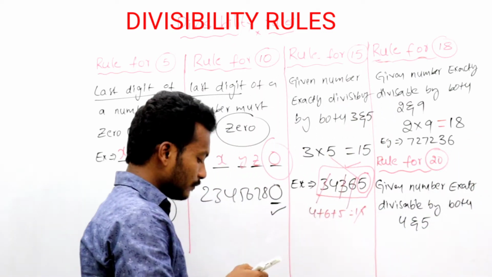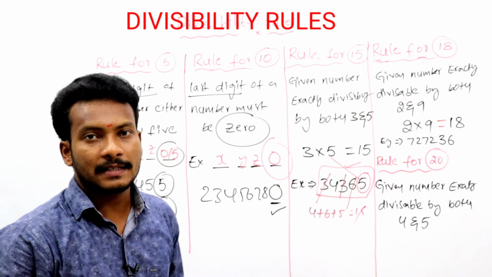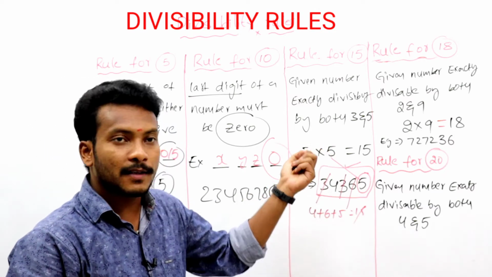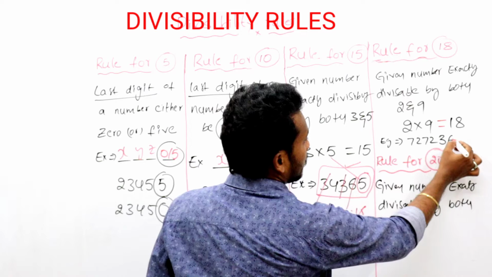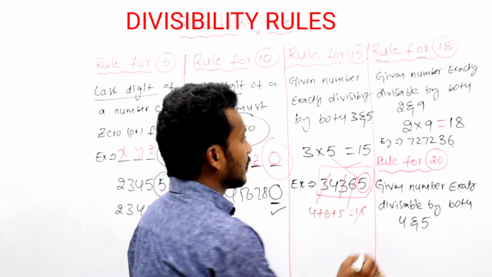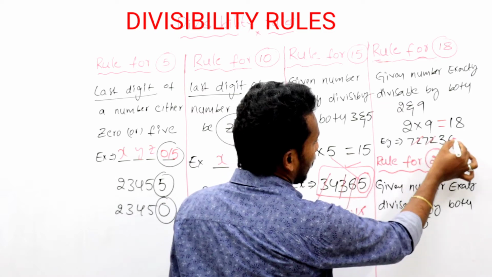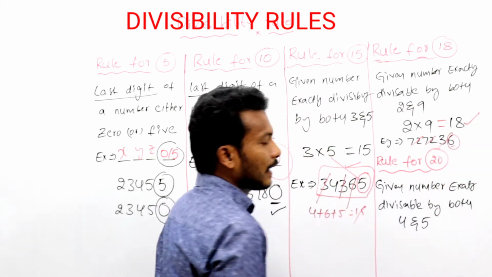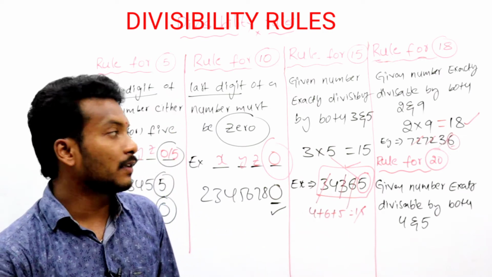Okay, I am taking this number as an example. What do we have to check? To be divisible by 18, which numbers do we check? 2 and 9. The last digit is 6, no problem. Now we have to check for 9. 7 plus 2 is 9, 7 plus 2 is 9, 3 plus 6 is 9, and the last number is 6. It is exactly divisible by 18.